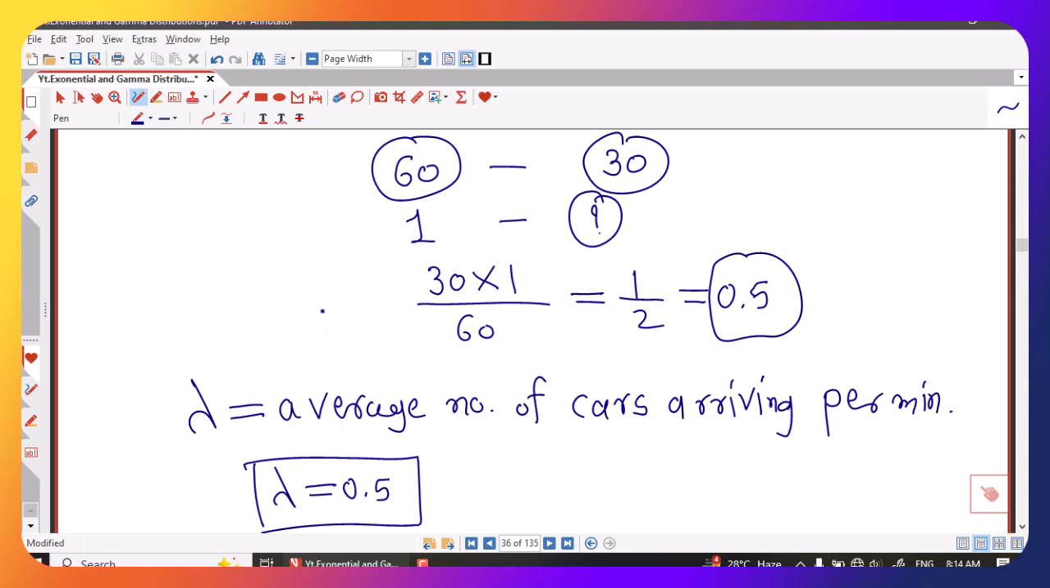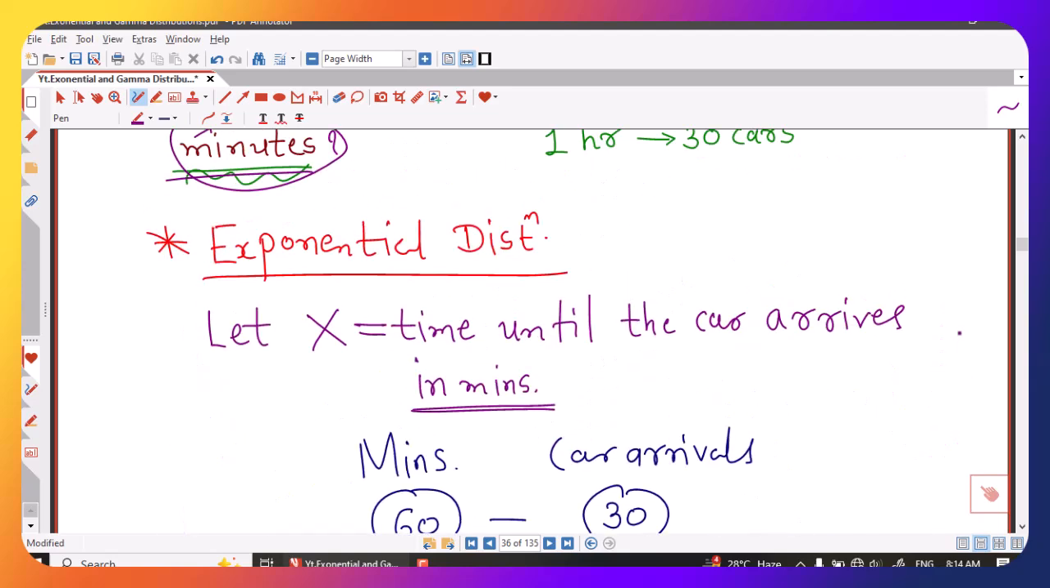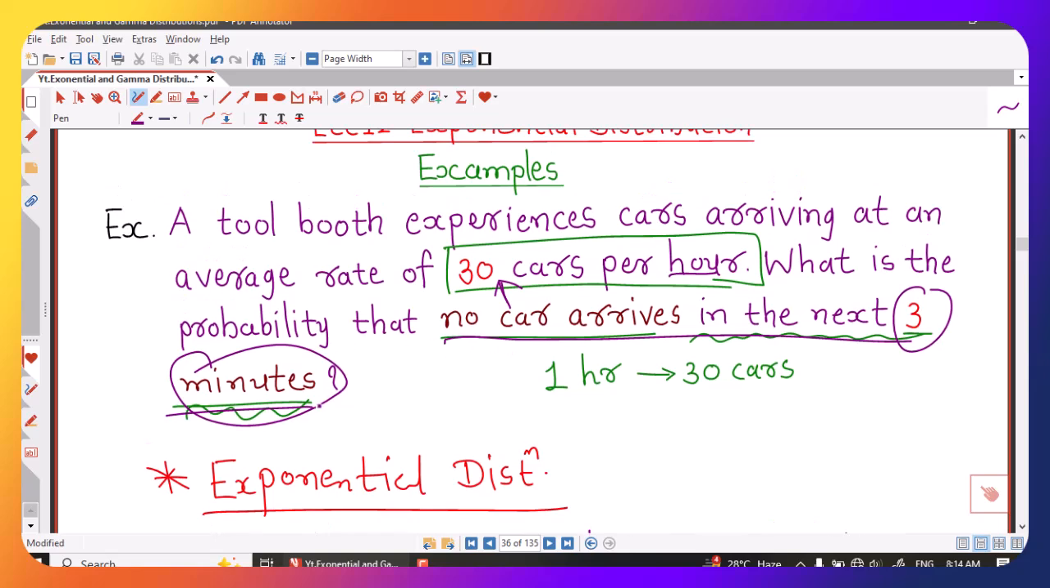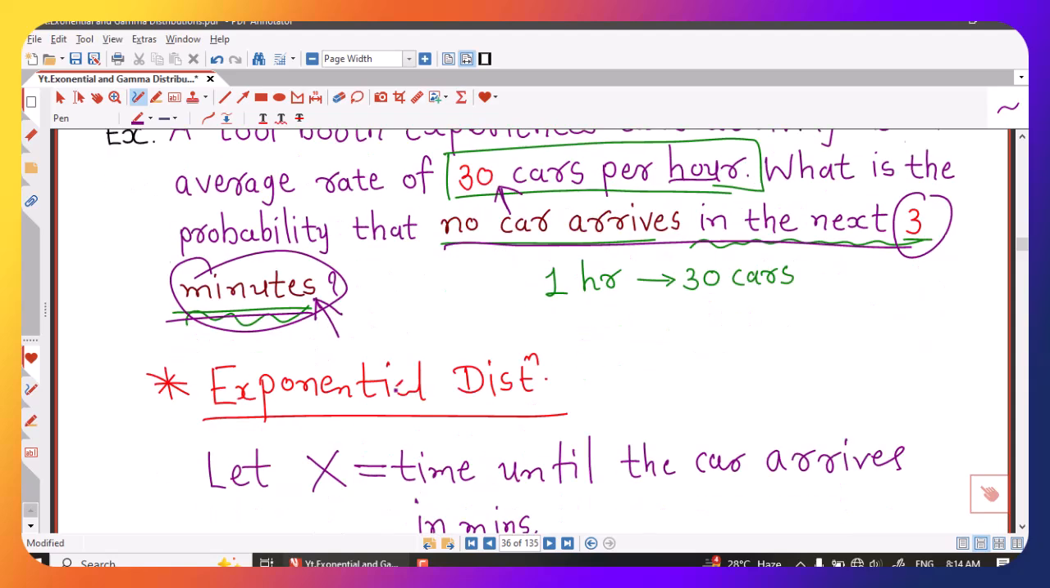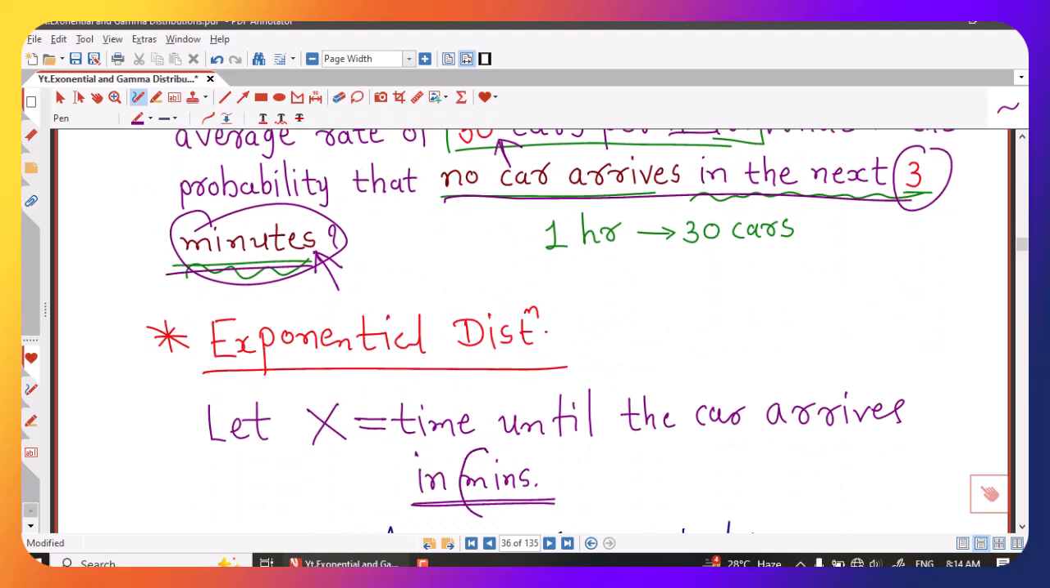You have to write down the appropriate value of the parameter, and you have to remember this: if we have an exponential distribution, then parameter lambda is the average number of events per unit of time, and for this unit you have to consider the unit which you are asked to calculate. Here we are asked to calculate the probability that no cars arrive in 3 minutes. Therefore we have taken the random variable as time in minutes.